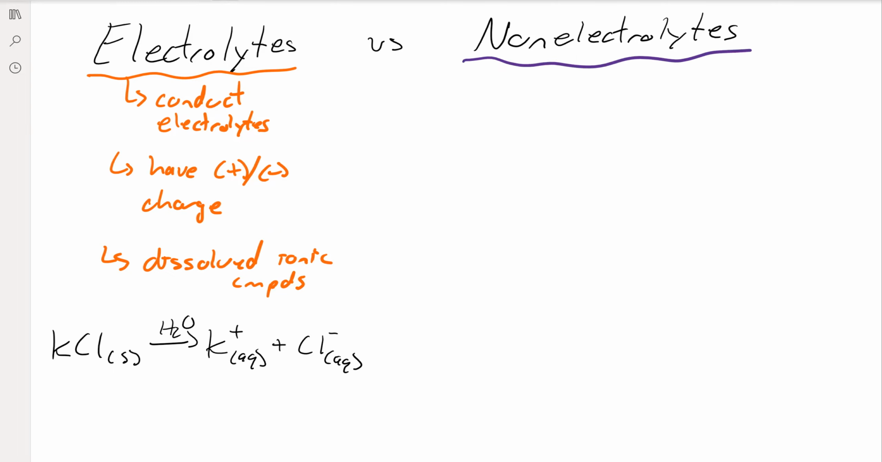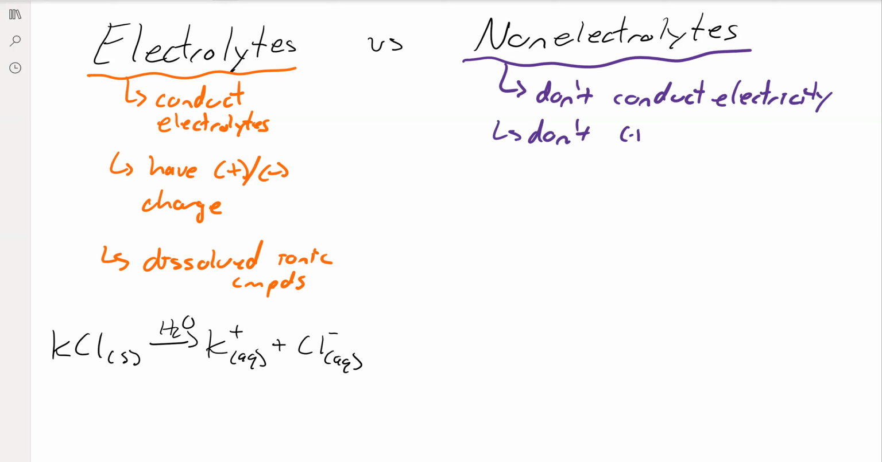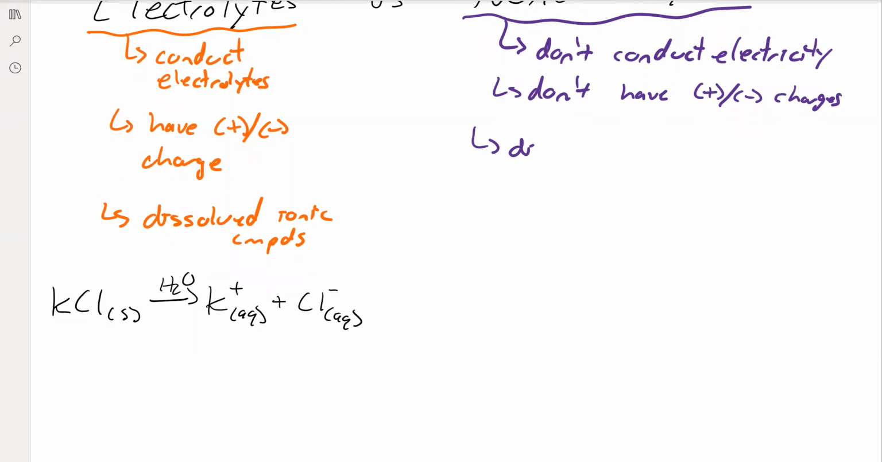However, that's not the only thing that we can dissolve in liquids. We can also dissolve molecular compounds. So these will form non-electrolytes generally, so they don't conduct electricity. Which means they don't have these positive and negative charges. And the reason that they don't have these positive and negative charges is because they're not made out of ionic compounds, so they don't have ions, right? So these are generally dissolved covalent or molecular compounds, whichever word you want to use.